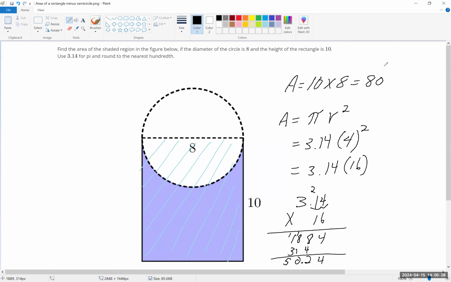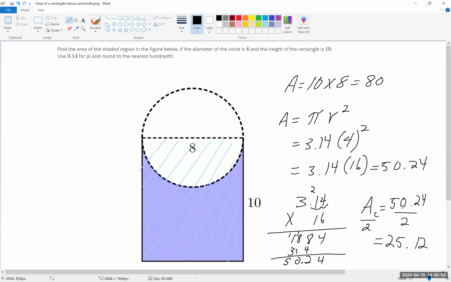So in another step, go ahead and do that here. We'll take the area of the circle and divide it by 2. So that's 50.24 divided by 2. That's 25.12.